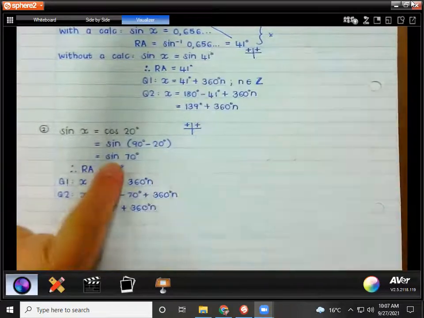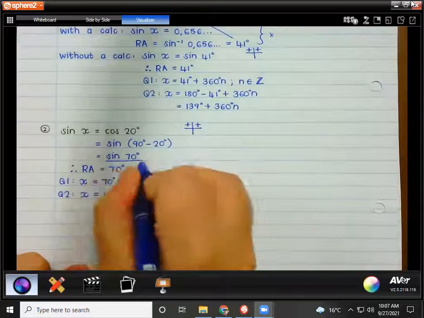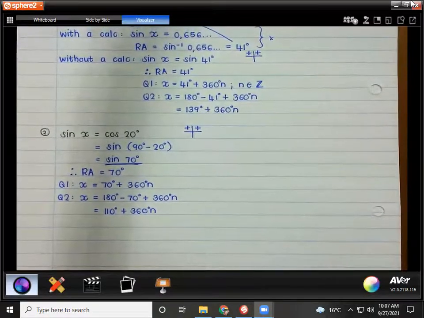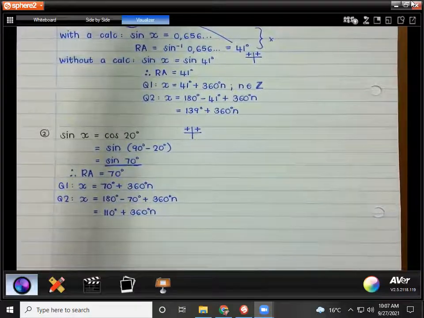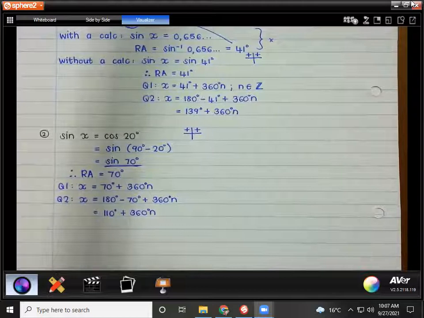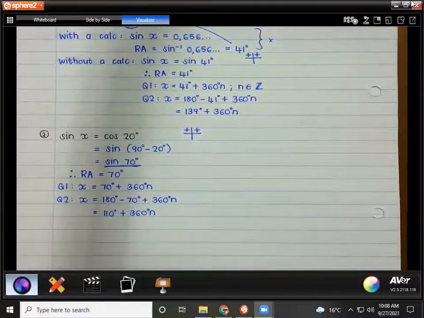But guys, you will have to actually show this step. You'll get a mark for physically showing that you're changing cos 20 to sine 70. You have to show that step. Number 3. Are we fine with this one, guys?